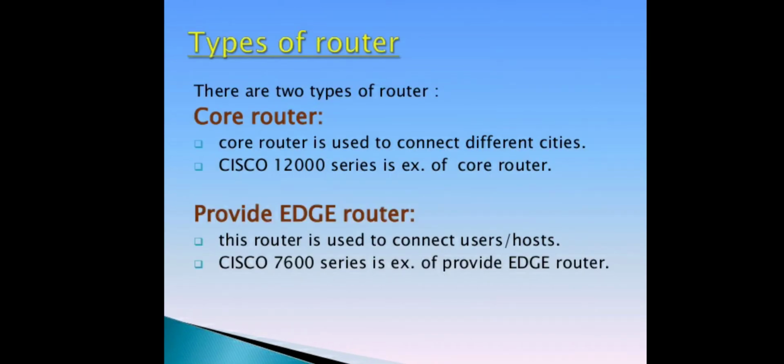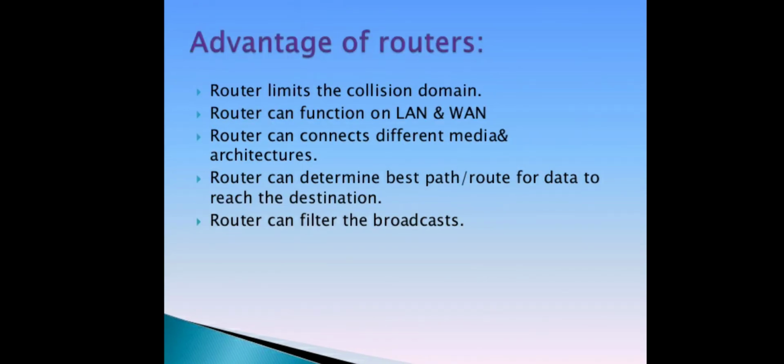Now types of routers, there are two types of routers. First is core router and second is provider edge router. Core router is used to connect different cities, and provider edge routers are used to connect users or hosts. Advantages of routers. Routers limit the collision domain. Router can function on both LAN and WAN, and routers can connect different media and architectures. Routers can determine the best route for data to reach the destination, and router can filter the broadcast also.